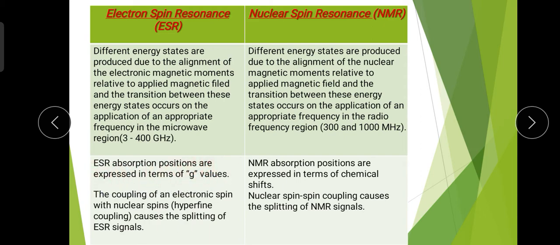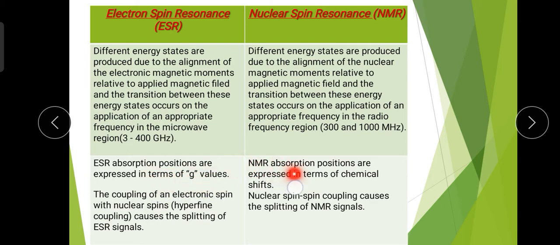ESR absorption positions are expressed in terms of g values. That means in ESR the absorption peaks occur in the spectra, and these absorption positions are expressed in terms of g values, where g is the splitting factor or Landé's factor, the spin g factor. We can call it the electronic g factor. This is due to hyperfine splitting. So in the ESR spectra we get different absorption peaks, that is, absorption lines, and this is all due to hyperfine structure, that means due to g values.